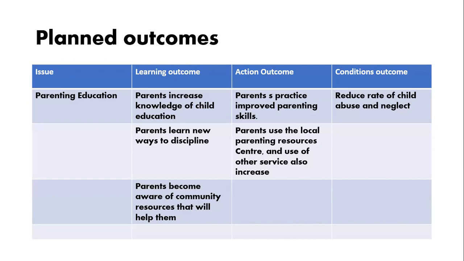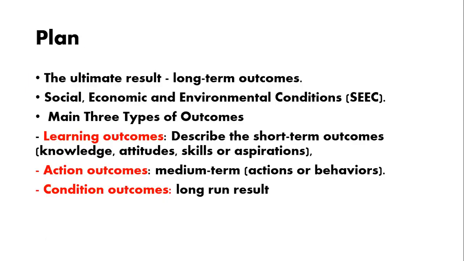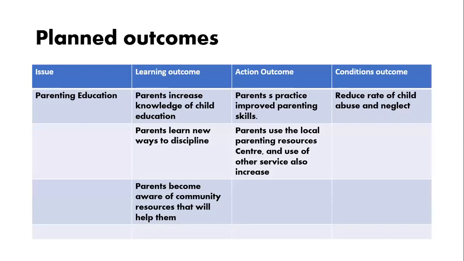What is the expected learning outcome? Parents increase knowledge of child education. It's a learning outcome. Parents learn new ways to discipline. Learning outcome. Parents become aware of community resources that will help them. In the learning outcome we discuss knowledge, attitude, skill, or aspiration. Here, in parenting education, they know the importance of child education, so they apply the resources available.